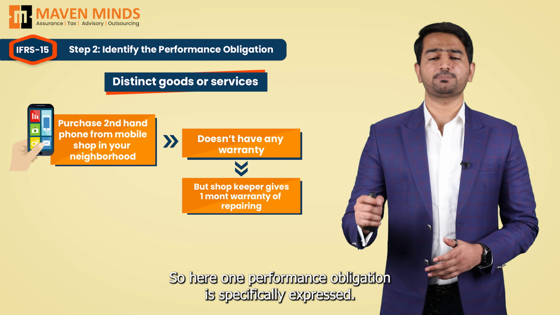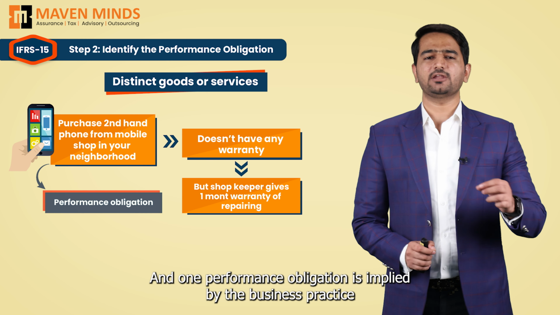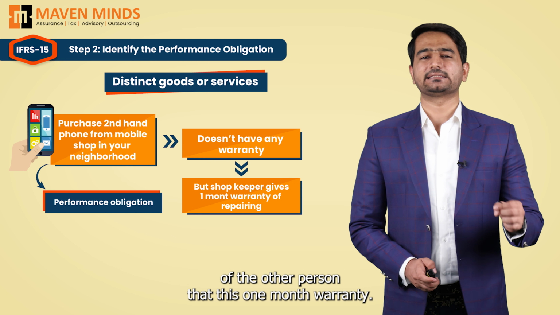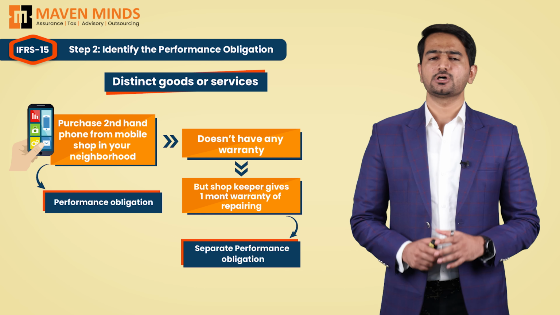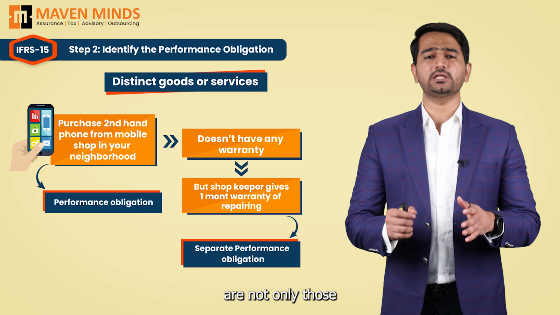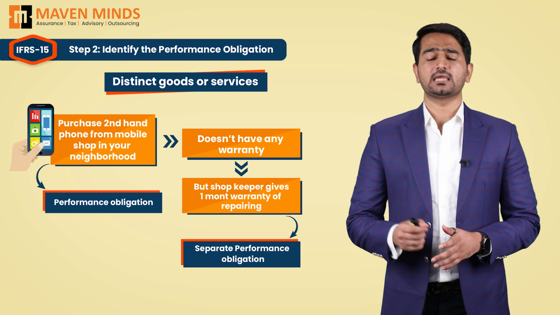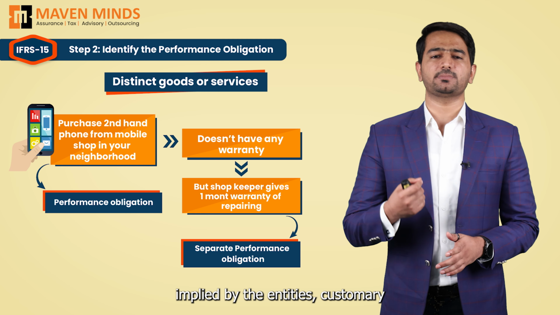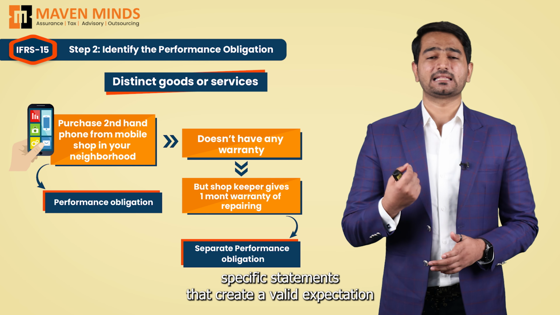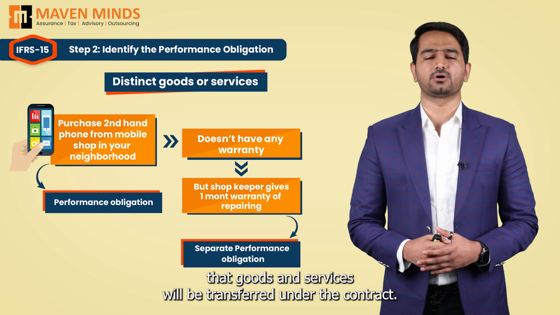So here one performance obligation is specifically expressed, that is the mobile phone, and one performance obligation is implied by the business practice of the other person, that is the 1 month warranty. So the concept here is to understand that performance obligations are not only those specified in the contract, but could also include promises implied by the entity's customary business practices, published policies, or specific statements that create a valid expectation that goods and services will be transferred under the contract.